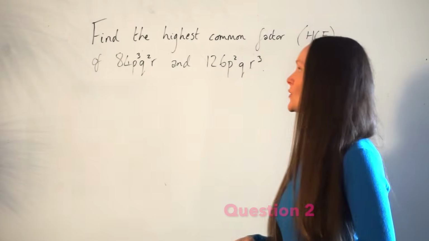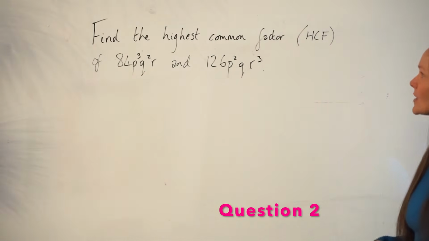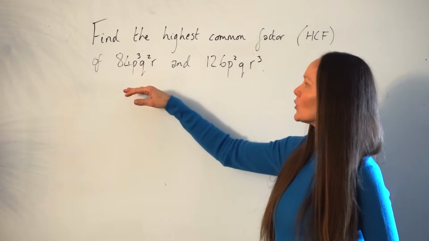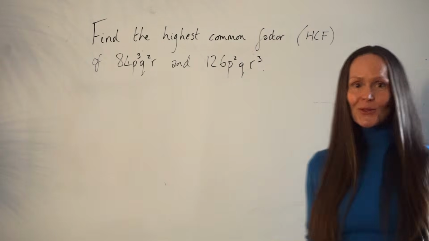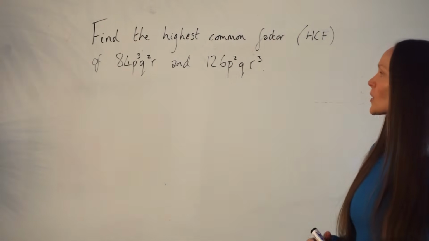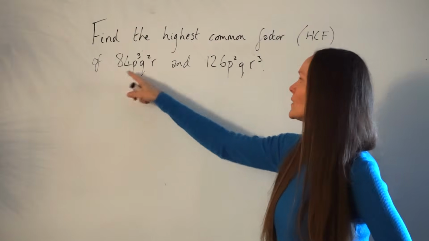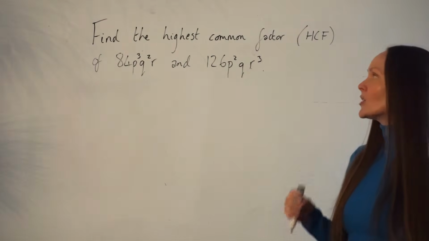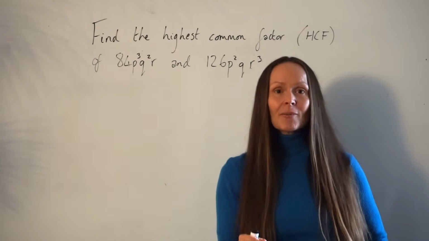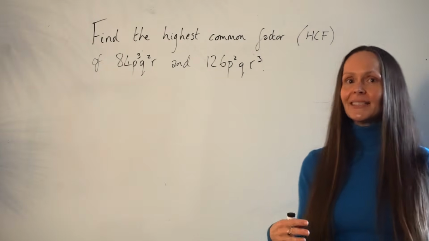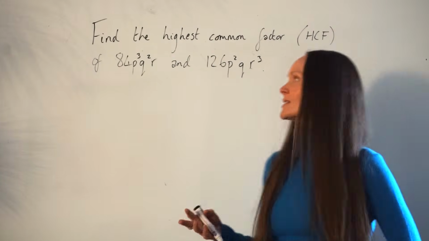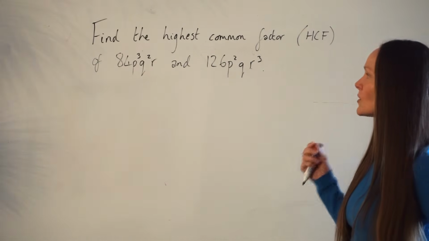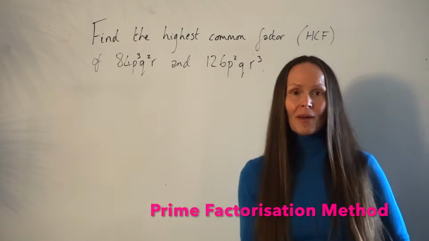In the next question, we need to work out the highest common factor of 84p cubed q squared r and 126p squared qr cubed. To begin with, I'm going to work out the highest common factor of these numbers here, 84 and 126, except this time I'm not going to write out all the factors like I did in question 1, as it's just going to take too long, and it's very easy to make a mistake if you do it that way. I'm going to use a method called the prime factorization method instead.